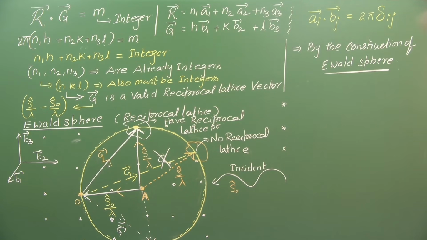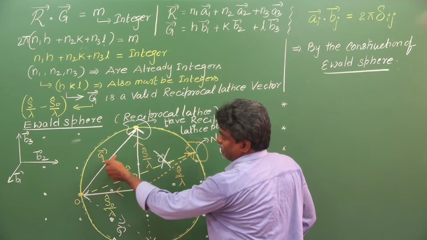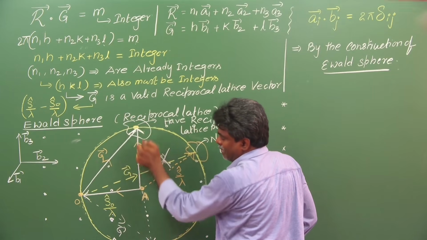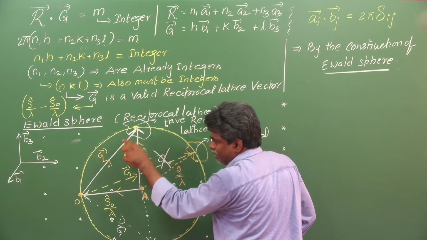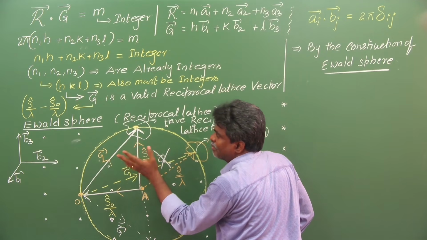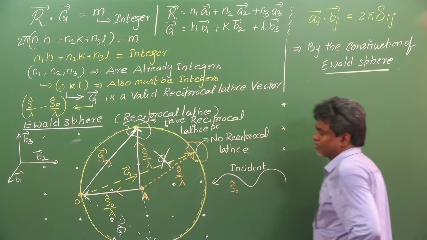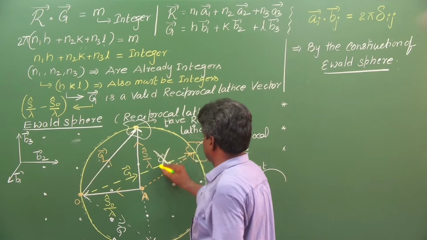The meaning of G_HKL being a valid reciprocal lattice vector, I hope that point is fulfilled. Once you take an incident and reflected vector and join from the origin, there must be a reciprocal lattice point. Then only in this direction does diffraction occur. Why must that point be there? If this point is not there, this G bar is not a valid reciprocal lattice vector. So no lattice point, that's why no diffraction or no reflection.